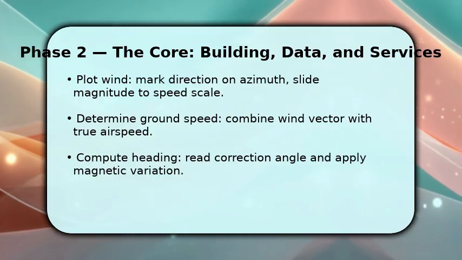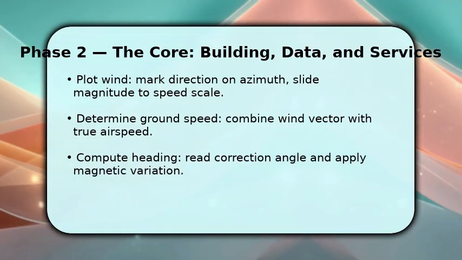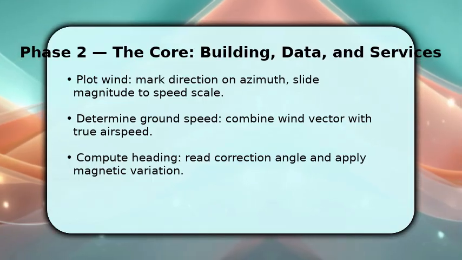Once you have ground speed, read off the correction angle for heading, and remember to adjust for magnetic variation. Doing these steps in order prevents compounding errors.